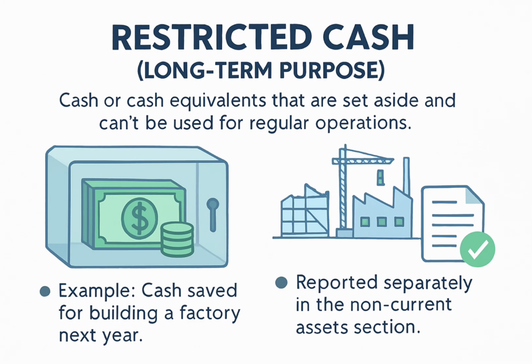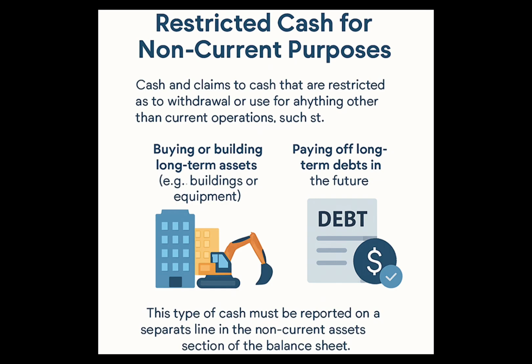Types of non-current assets with simple explanations. 1. Restricted cash. Long-term purpose. Cash or cash equivalents that are set aside and can't be used for regular operations. Example: cash saved for building a factory next year. Reported separately in the non-current assets section. Restricted cash for non-current purposes.